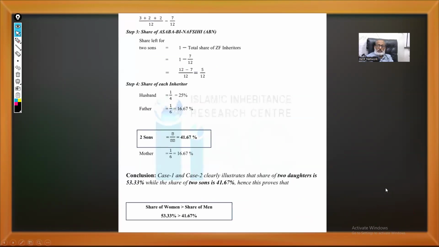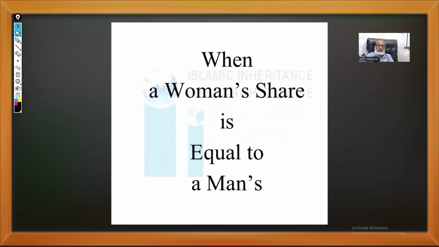So I have explained here and written here that the share of the woman is greater, that is the two daughters compared to the two sons. So we can conclude from case 1 and case 2 that the woman is getting the more share with respect to the men. Now from the second chapter, we are taking the example, man and woman get the equal share.